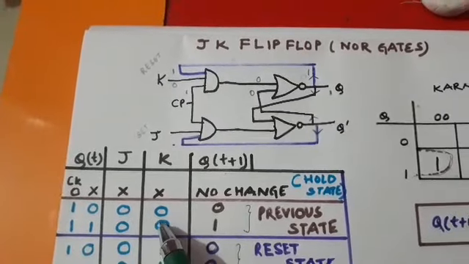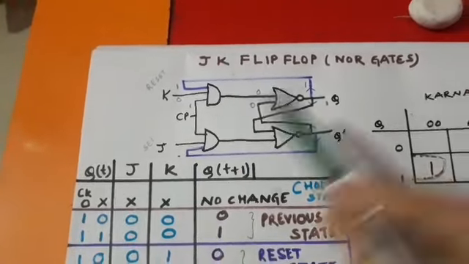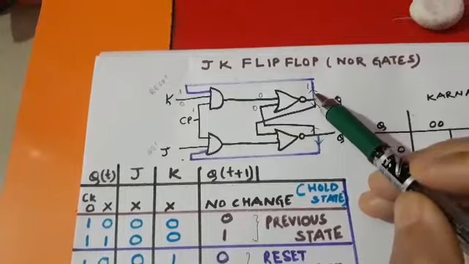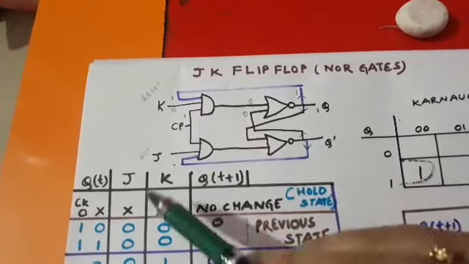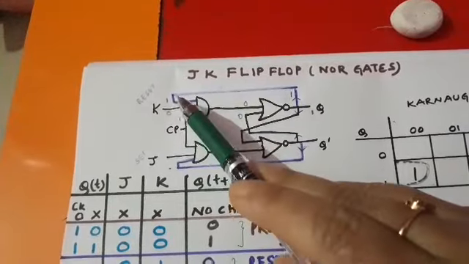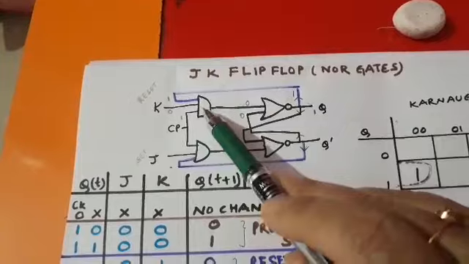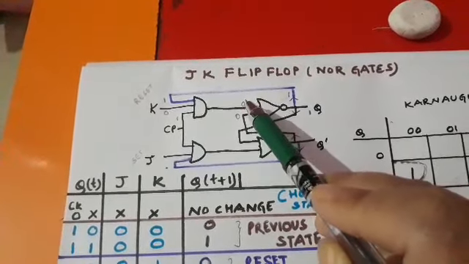So here J and K are still 0, but Q previous we are taking it to be 1. So I have written 1 here. So Q previous is 1, so that 1 comes here. Here we have K still 0. So 1, 0 and 1. Because of this 0, because 1, 0 makes the output 0. So here see I have written 0 here. The first line is 0.